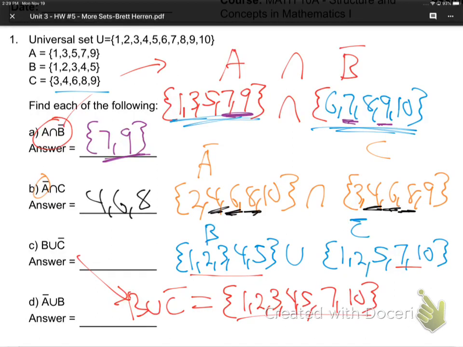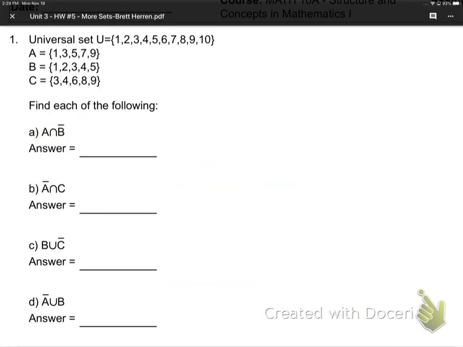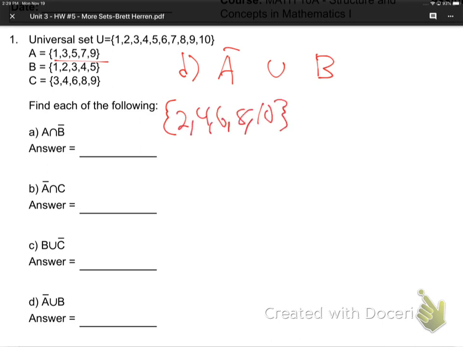Pretty good with that? We still got to do part D. That was all part C. Okay, so we're doing D. D, A complement union B. So A complement, what's not in A? A is 1, 3, 5, 7, 9. So again, that's the evens: 2, 4, 6, 8, 10.